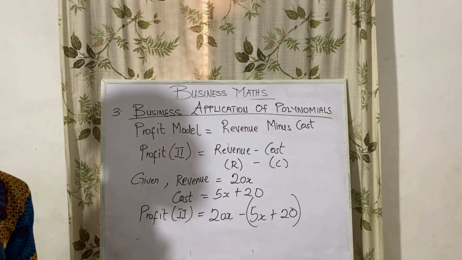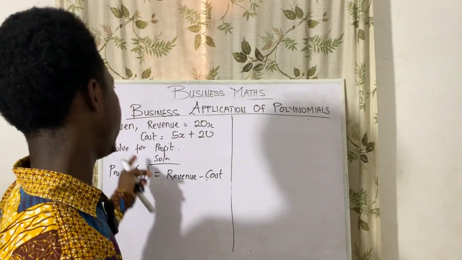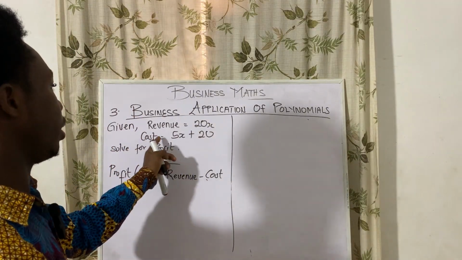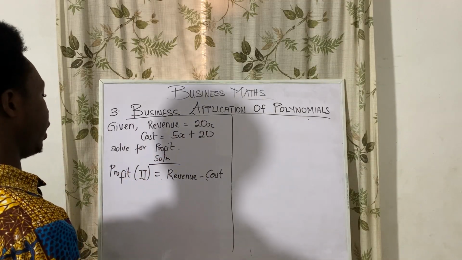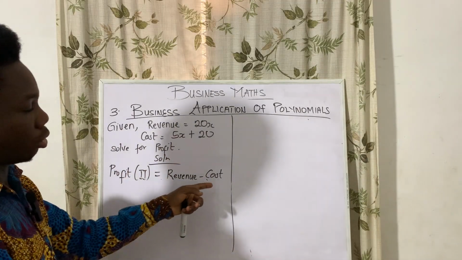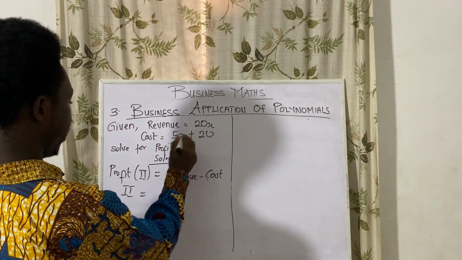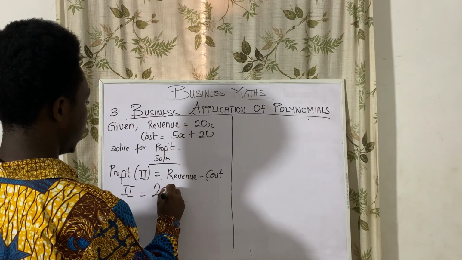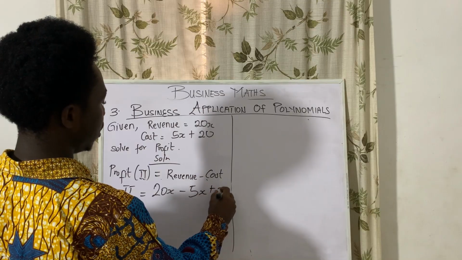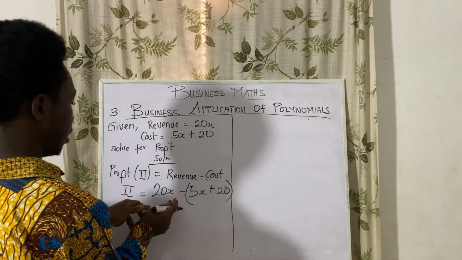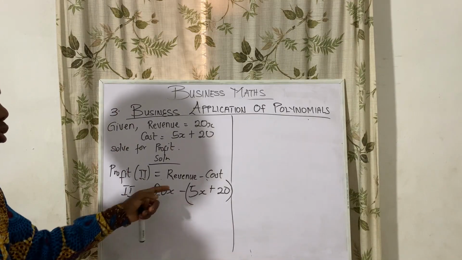So let me clean the board for us to solve this well. So now, over here we have the revenue to be 20x, the cost to be 5x plus 20. Now we have to solve for the profit model, right? So profit is equal to revenue minus cost. So the profit, that is Π, is equal to the revenue, which is 20x, minus the cost, 5x plus 20. So this is it. This is revenue, this is cost. We have to solve for cost.